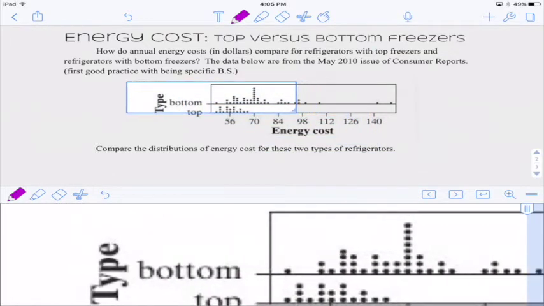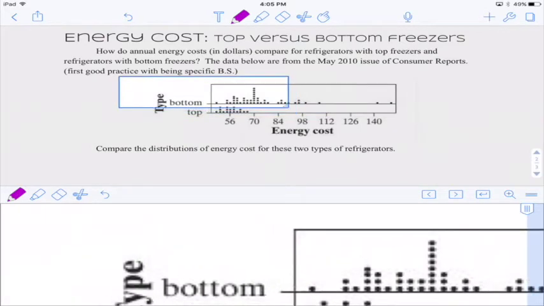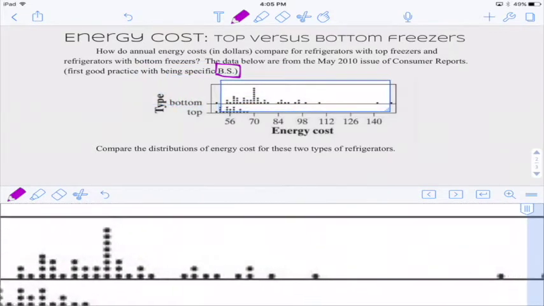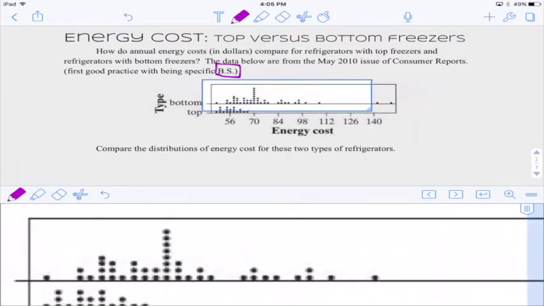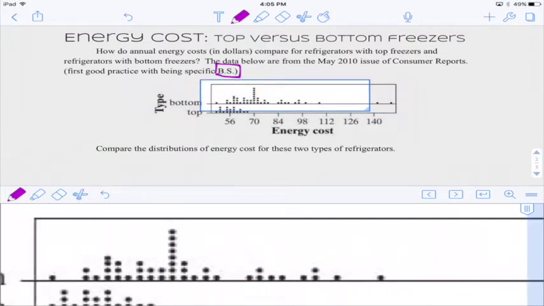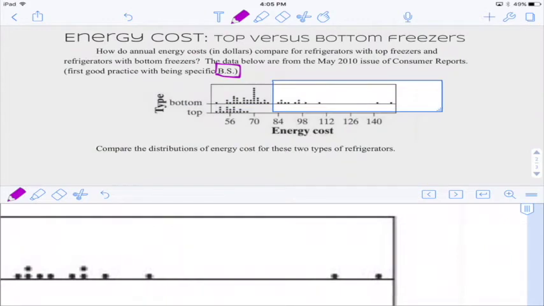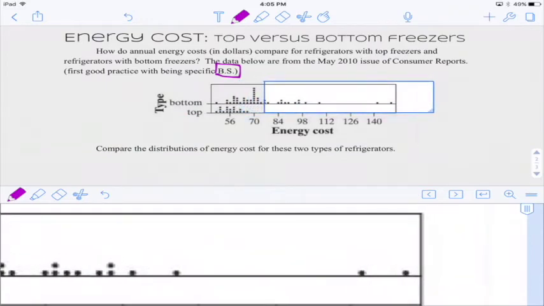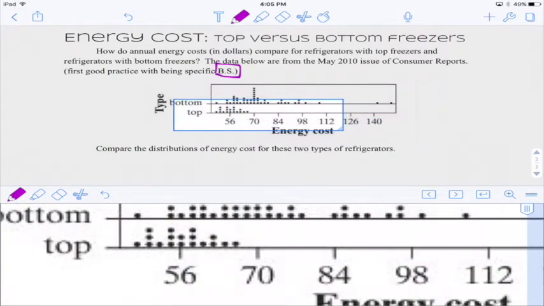So what we're going to do is try to be very specific. This is something I'm going to write on your homework all the time: BS, be specific. So in the bottom freezer, let's talk about the shape. It looks like because there are these points out here, they might be outliers. You can maybe even call them a cluster. You could also call this a gap in our data. Just be careful what you're saying. We'd say that this one is more skewed than this one.